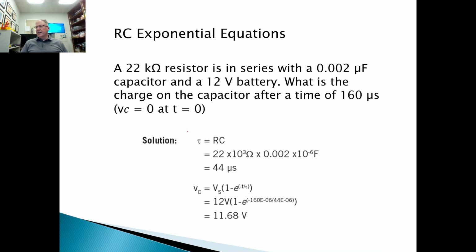So to calculate that, first you have to calculate tau, which is just RC. So that's 44 microseconds. Then we're going to take 12 volts, because that's our source voltage, times 1 minus e to the negative time, which is negative 160 times 10 to the negative 6, divided by our tau, which is 44 times 10 to the negative 6. So if you take that, you get 11.68 volts.